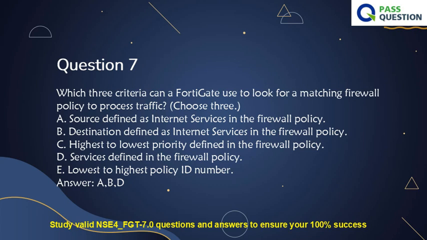Question 7. Which three criteria can a FortiGate use to look for a matching firewall policy to process traffic? Choose 3. A. Source defined as Internet services in the firewall policy. B. Destination defined as Internet services in the firewall policy. C. Highest to lowest priority defined in the firewall policy. D. Services defined in the firewall policy. E. Lowest to highest policy ID number. Answer: A, B, D.